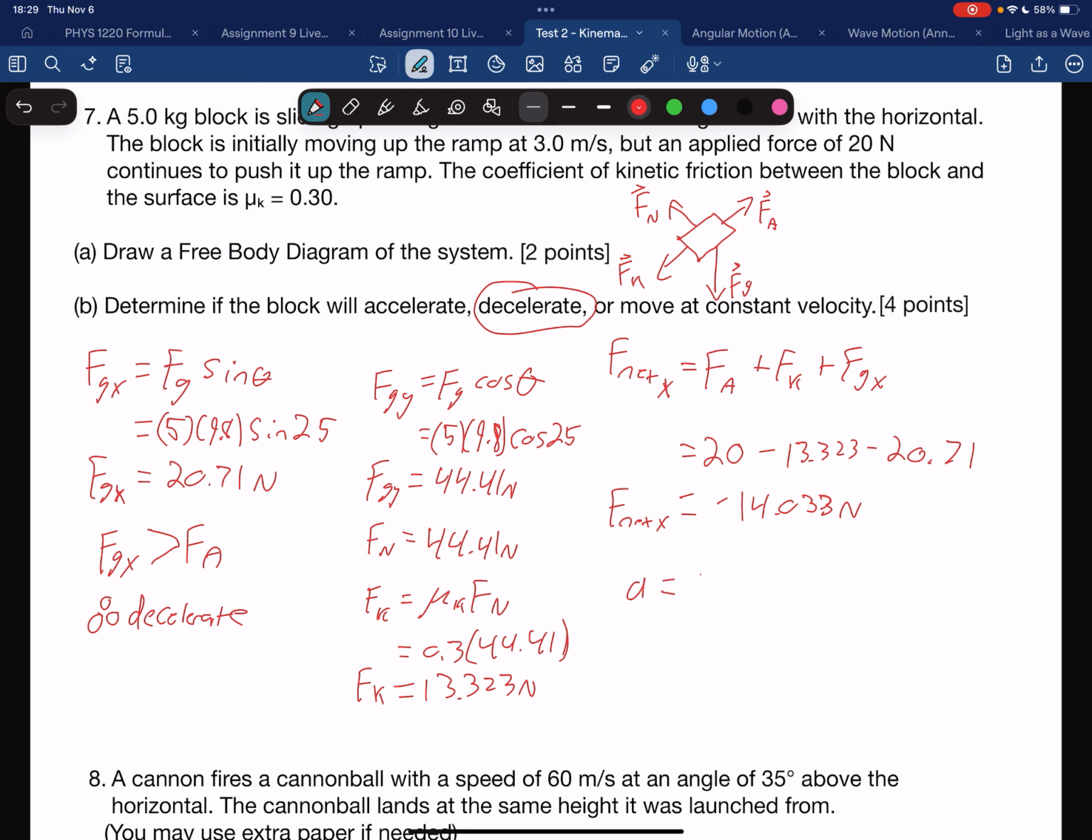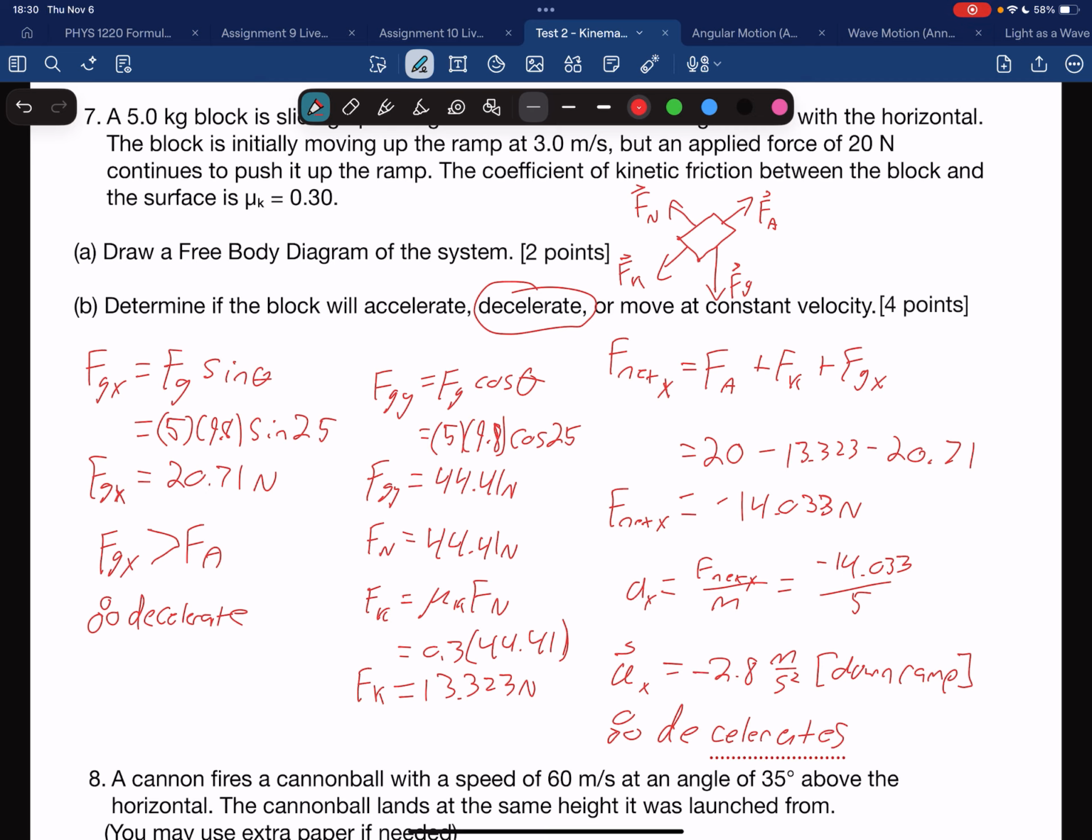Finding the acceleration from this in the x direction, you take F net x divided by the mass. This gives us negative 14.033 divided by 5. The acceleration is negative 2.8 meters per second squared down the ramp. Therefore, it decelerates.